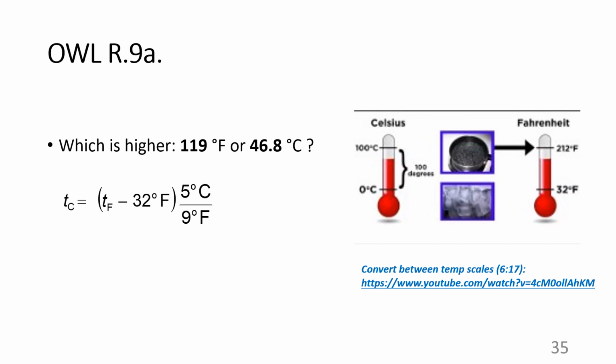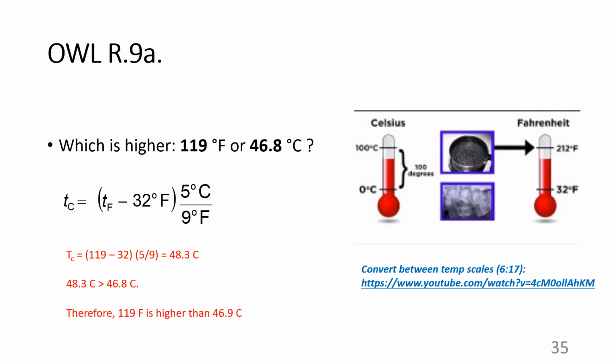In this problem, you're asked to determine whether one temperature in Fahrenheit is higher than another temperature in Celsius. In order to determine that, you need to convert the Fahrenheit temperature to Celsius. So we'll use the formula. We'll plug in the 119. Subtract 32, multiply it by 5/9, and we get 48.3 degrees Celsius.